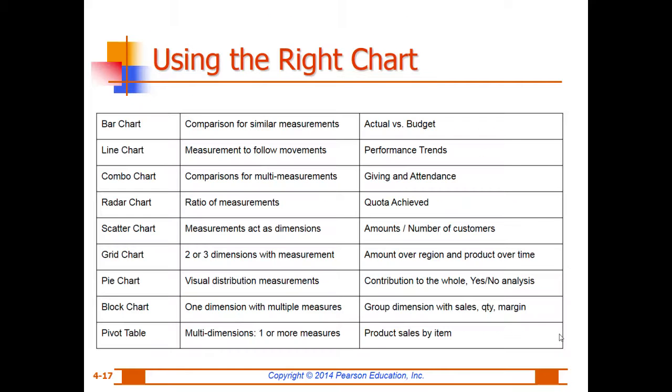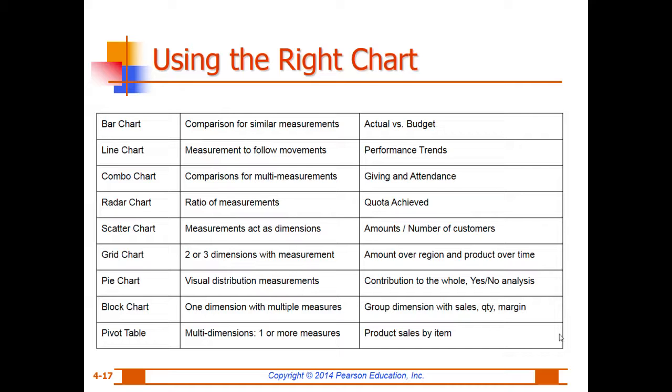Part of data visualization is also making sure you're using the right chart. And different charts have different purposes. For example, a bar chart is used for comparing similar measurements, such as actual versus budget, where something like a pie chart is showing the distribution of measurements or contribution to the whole. In other words, out of 100% of the total, how many people said yes, not how many people, but what percentage of those people said yes, and what percentage said no.